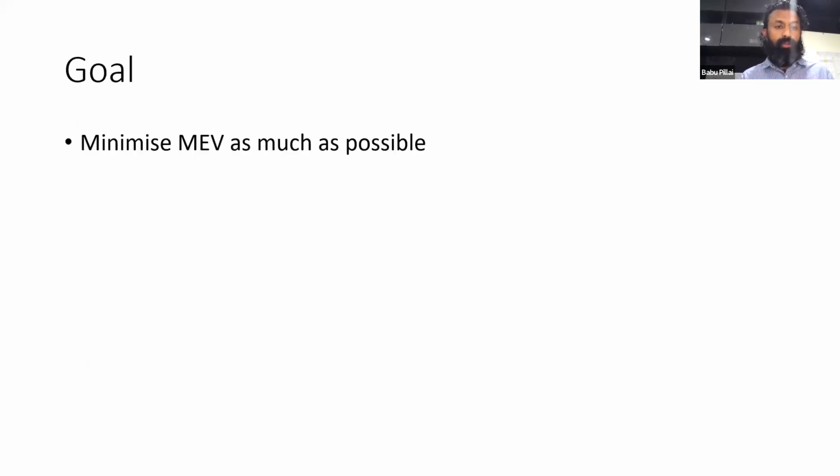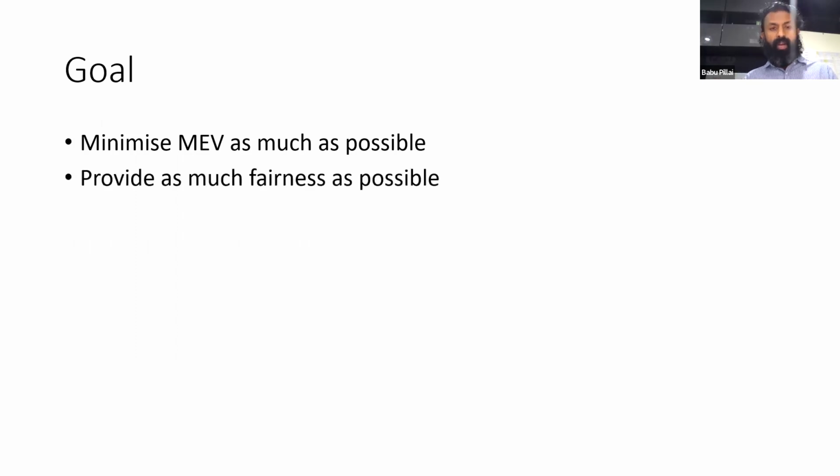Now, what is the goal here? We would like to minimize MEV as much as possible. I don't think we can avoid MEV. MEV will be there, but we will try to minimize it as much as possible and provide as much fairness as possible. Fairness is a property where, in the context of users in the transaction, they don't have a say on where their transaction will be landing. It is decided by the miners.